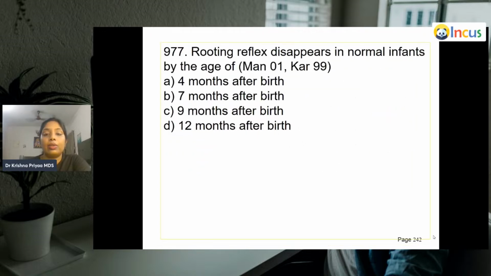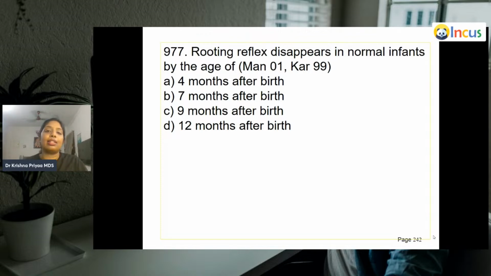Rooting reflex. So here you can find the pattern of questions. When it comes to habit, initially they are talking about who gave what and who gave which theory, but later they're routing towards the clinical aspects of it. So we've seen about oral drive, and now we are looking at rooting reflex.